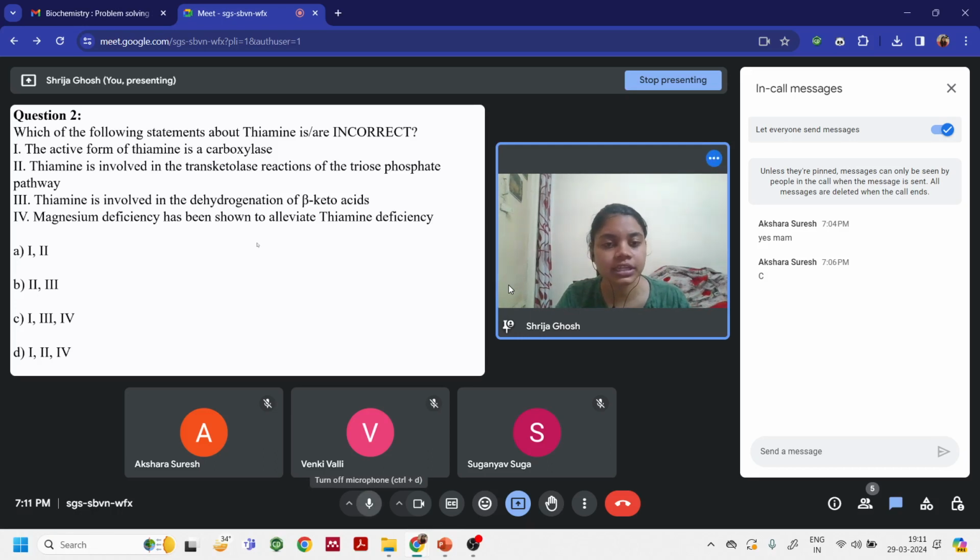So in the previous slide I have shown you which vitamin is thiamine. What is it called? If anyone remembers. Thiamine is vitamin B1. Okay. And so now tell me which statements are incorrect here. If anyone knows the answer.